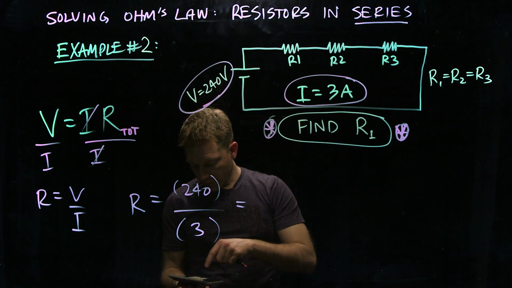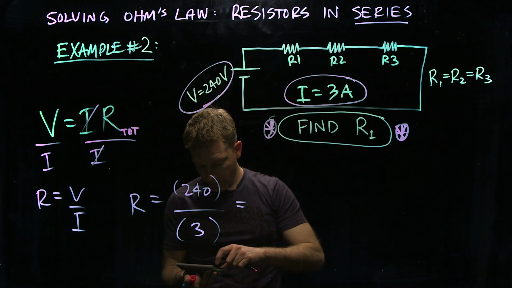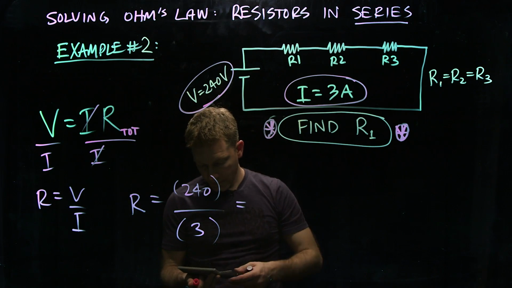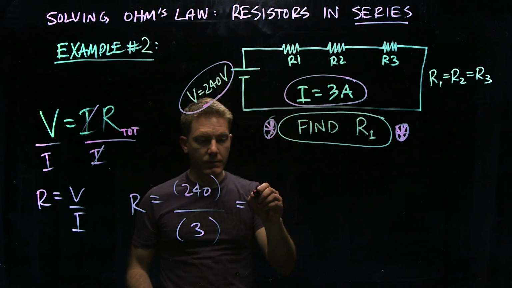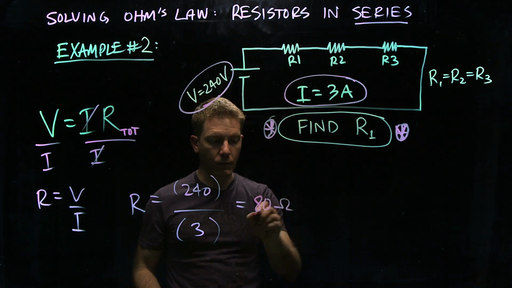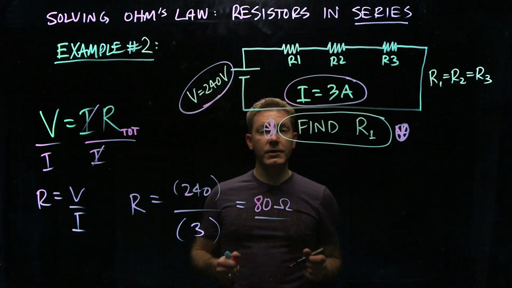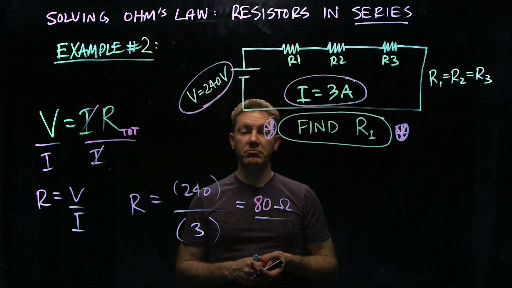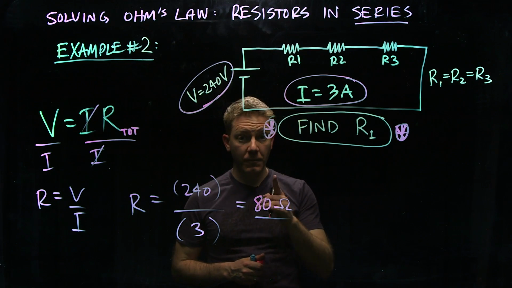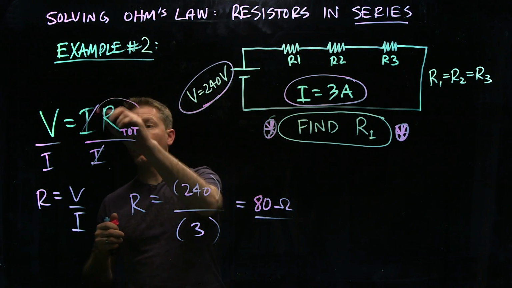So 240 divided by 3. 80. R is equal to 80 ohms. So are we done? R1 is equal to 80 ohms? No. You know why? Because that is our total.